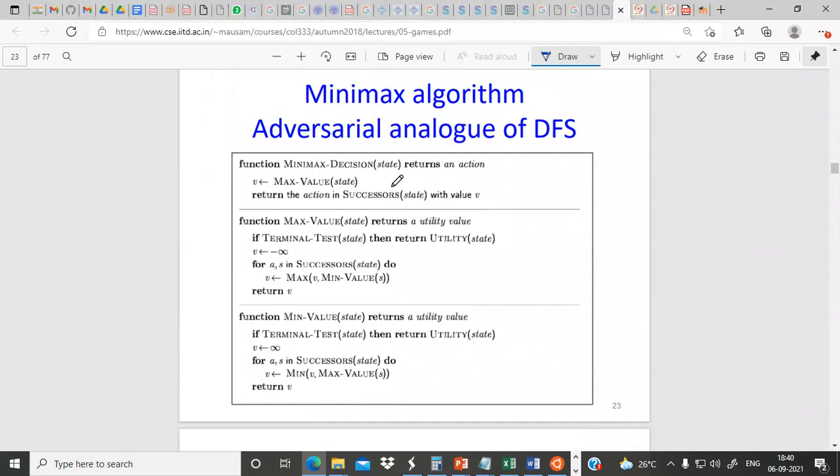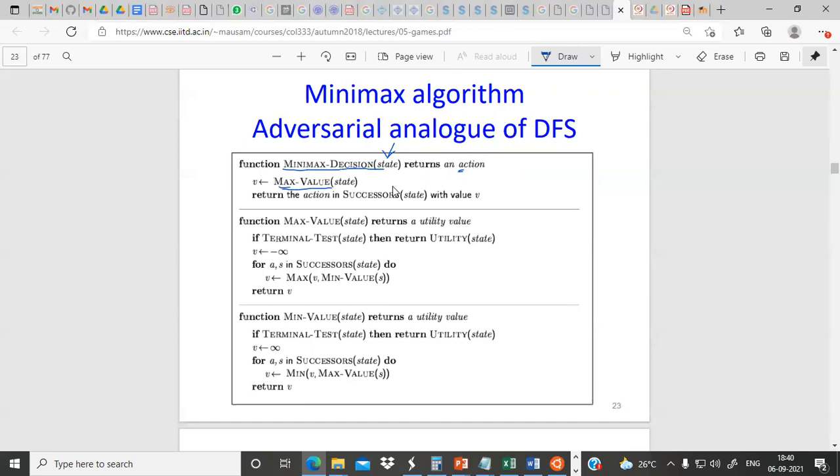So this is the algorithm, a recursive version of the minimax algorithm. Here you can see minimax decision, which is the name of the algorithm. It takes a state and returns an action. And what action, what path it should follow, is given by max value of state. It just calls a function called max value of state.